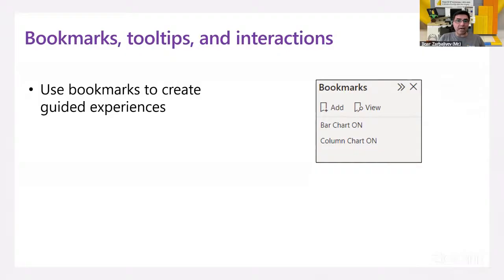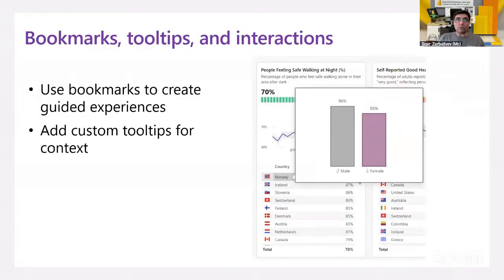Bookmarks let you capture a specific state of your report. Certain filters applied, a certain visual selected, and then let users jump between those states. This is how you build guided, story-driven experiences inside a single report page, almost like a presentation within the report itself.